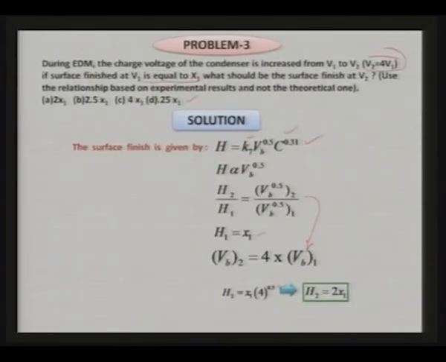deteriorating, and this is quite obvious, because as the voltage is increasing from V1 to V2, surface finish is going to be poorer, and that is what you get, that H2 in second case the CLA value becomes 2 times the CLA value in the first case, that is the V1 voltage. So, it is simple one. So, you have to write the answer as A is correct.